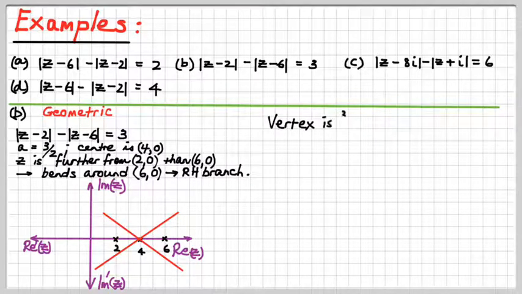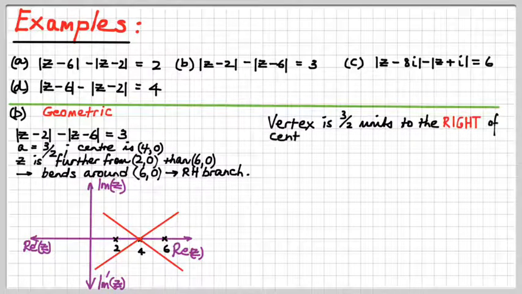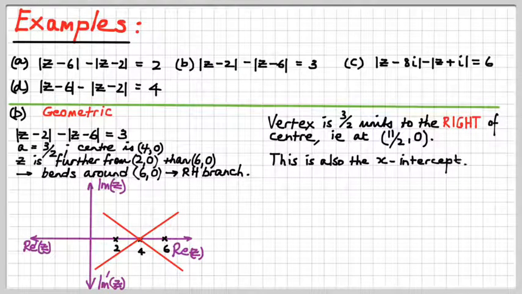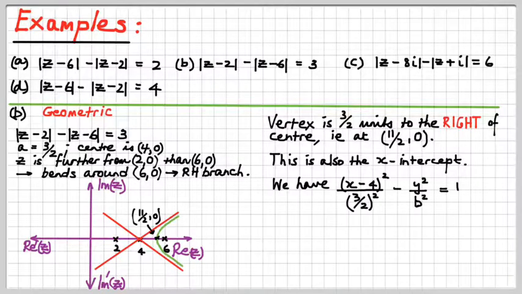Okay, so the vertex. The vertex is 3 over 2 units to the right of the centre, so that would be 5.5, wouldn't it? Yes, it would be 5.5. Excellent, because the centre was at 4. So therefore, this is also the x-intercept, because the centre is not displaced vertically above the x-axis. So therefore, it would also be the x-intercept. Okay, so automatically, we've got this.